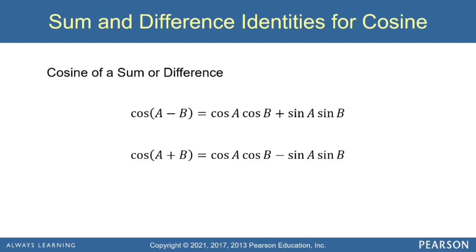But I do want you to notice that when we're calculating the cosine of A minus B, that formula has a plus sign in it. And when we're calculating the cosine of A plus B, that formula has a minus sign in it. That's a source of a lot of mistakes, because I think students want to assume that the formula for A minus B should have a minus, and the formula for the cosine of A plus B should have a plus. But that is not the case. So the signs are opposite here from what you might expect them to be.